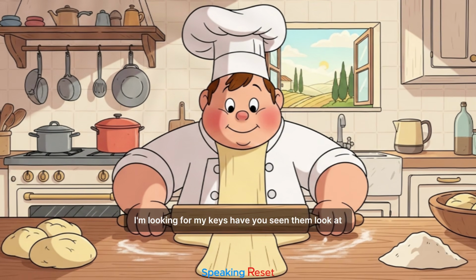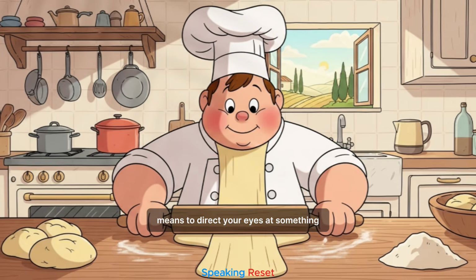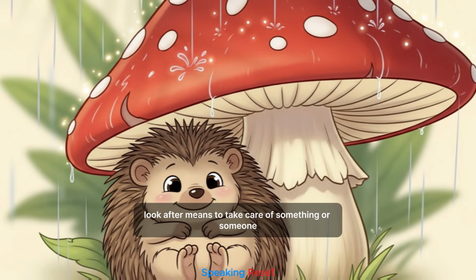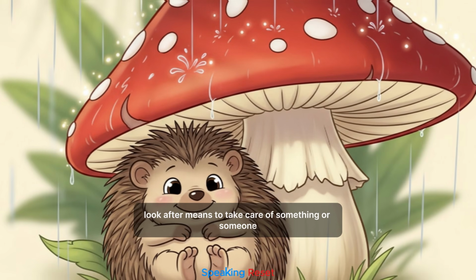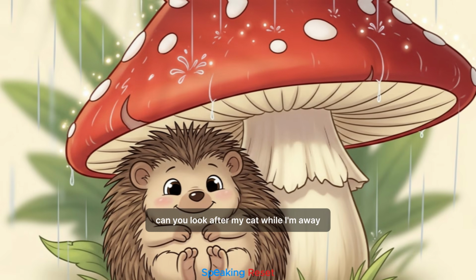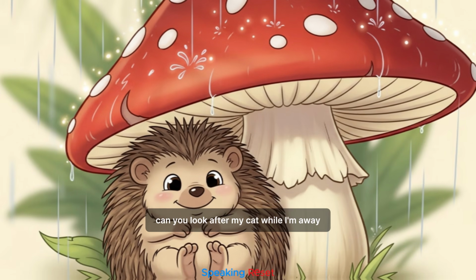Have you seen them? Look at means to direct your eyes at something. Look at that beautiful bird. Look after means to take care of something or someone. She looks after her elderly mother. Can you look after my cat while I'm away?